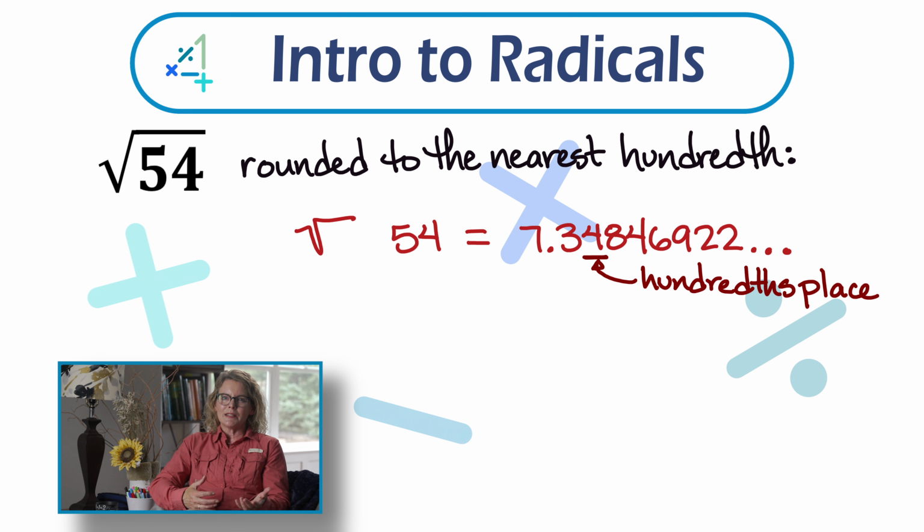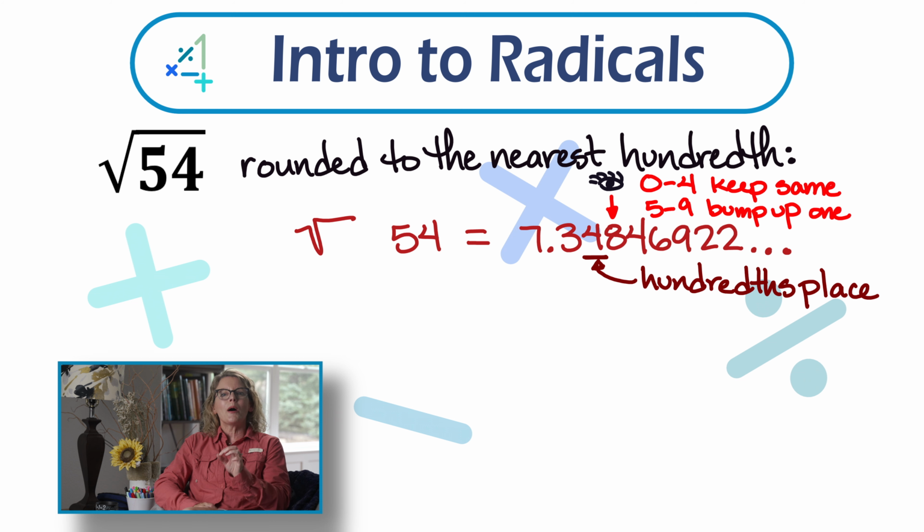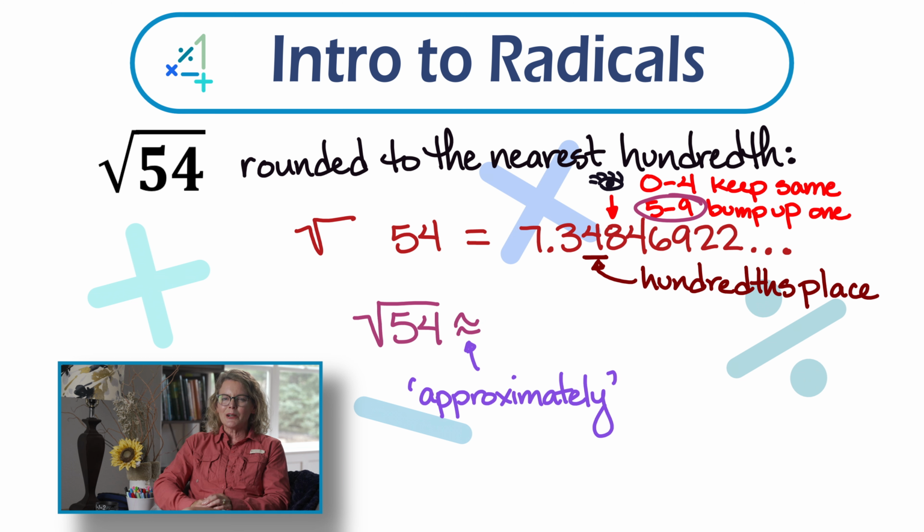The hundredths place is 2 after the decimal point because 100 has 2 zeros. So this 4. Then we look at the very next number, the 8. If that number is 0 through 4, keep the 4 the same. If it's 5 through 9, bump the 4 up 1 to 5. That 8 is obviously between 5 and 9, so the 4 rounds up to a 5 and the rest of the numbers go away, for an answer of 7.35. The square root of 54 is approximately, shown by that squiggled equal sign, 7.35.